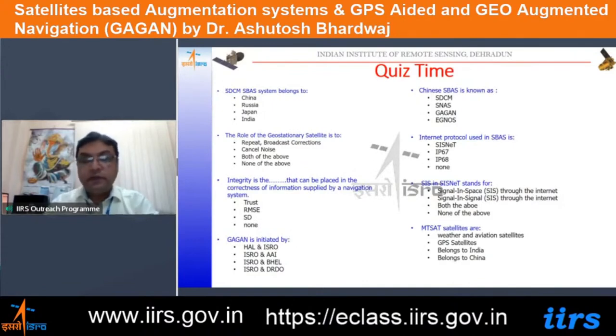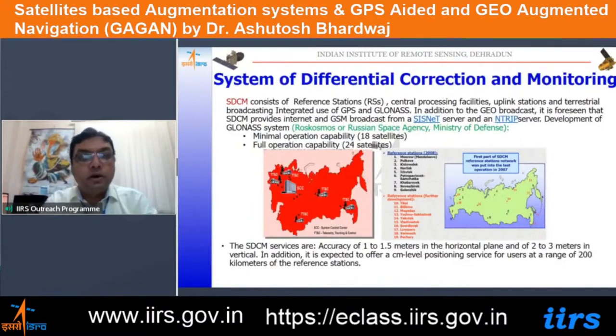So again, we can have some kind of cues here. However, let us move further. So now for China and Russia, that is remaining. For the Russian region also, they have a system fully functioning for the SBAS based on the GPS and the GLONASS. Both are being utilized here, and the system is called System of Differential Correction and Monitoring.